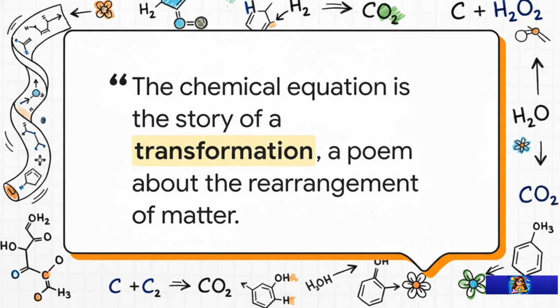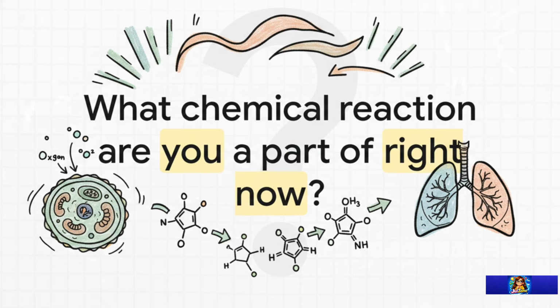So when you get right down to it, a chemical equation is so much more than just a bunch of symbols and numbers. It's a tiny, elegant story about change. Each one is like a short poem, written in the universal language of chemistry, and it describes a fundamental transformation of matter. And that kind of leaves us with one last thing to think about. We mentioned respiration just a second ago. That's a mind-bogglingly complex series of chemical reactions happening in trillions of your cells right this very second. So what other incredible transformations are you a part of right now without even realizing it?